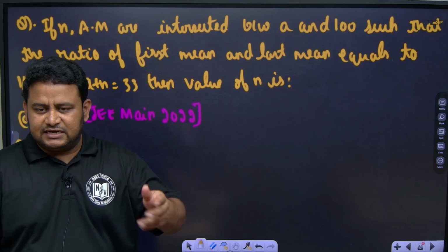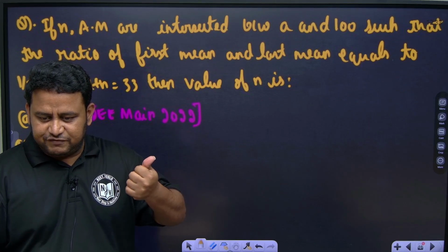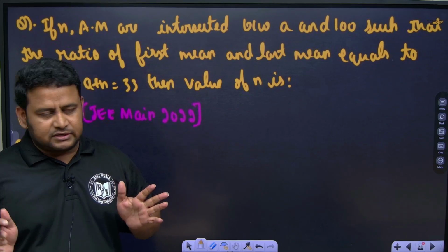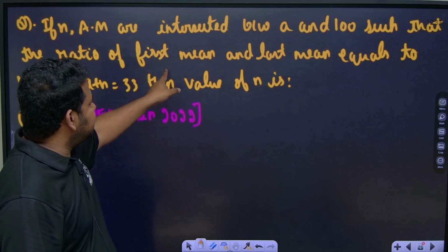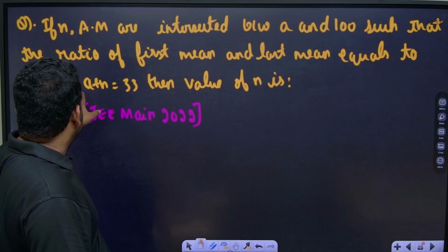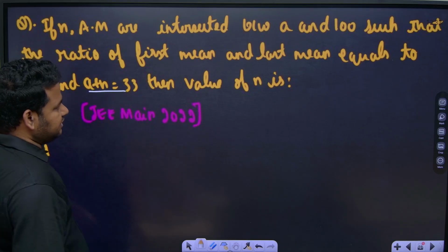Sometimes they will say 10 arithmetic means, that is n is 10, or 50 arithmetic means, n is 50. Sometimes they will say just n arithmetic means up till an. Okay, so what are they telling? Between a and 100, such that the ratio of the first mean and the last mean equals 1 by 7, and a plus n is equal to 33, then the value of n is.